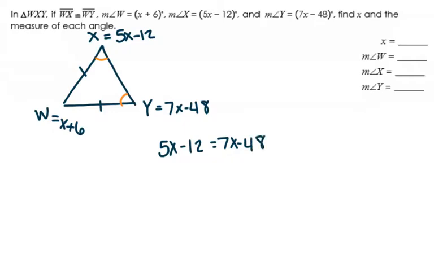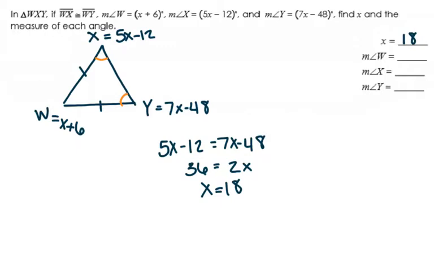I'm going to get my x's to one side. I'm going to get my numbers to another side. Oh, I just did that wrong in my head. Don't look at that, sorry. Okay, let's try this again. There we go. And when I divide both sides by 2, I get that x equals 18.